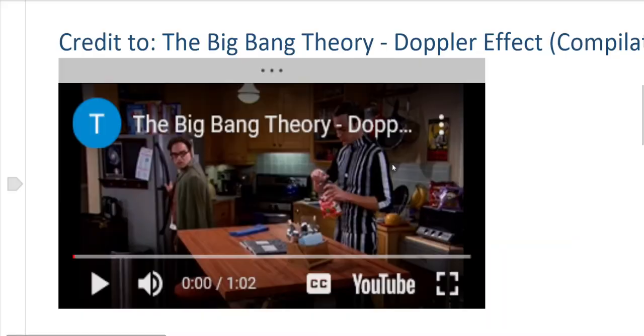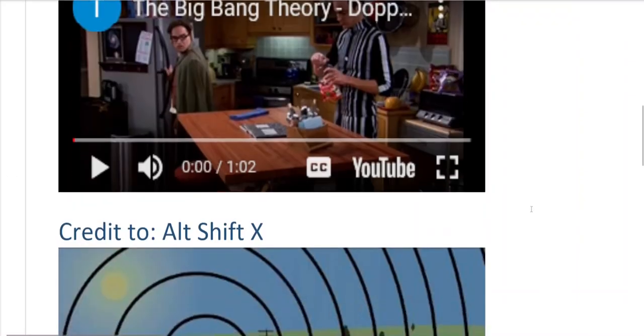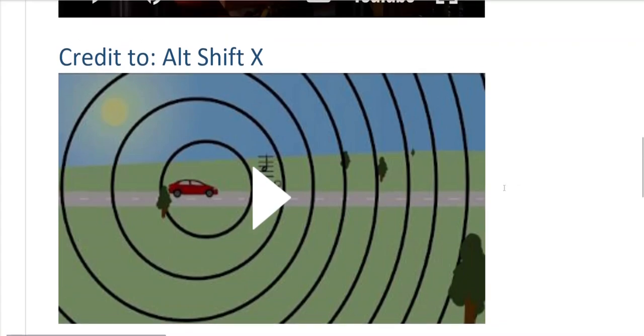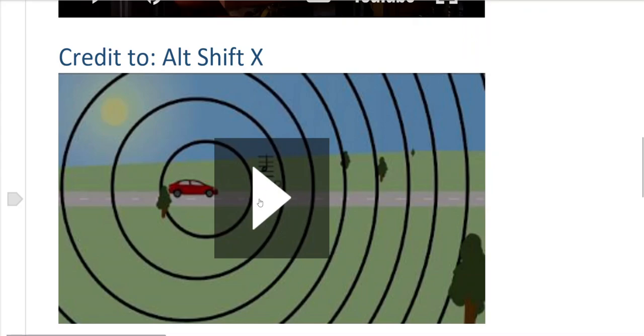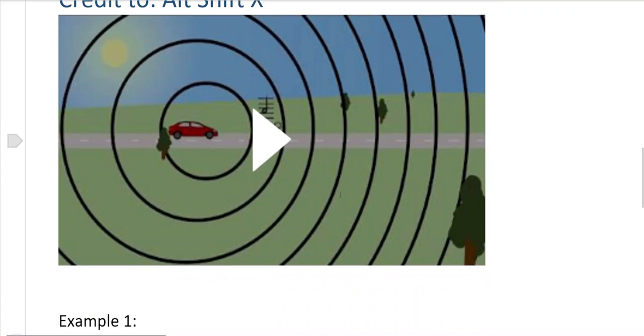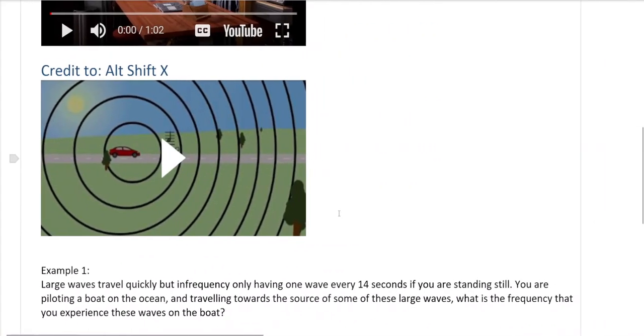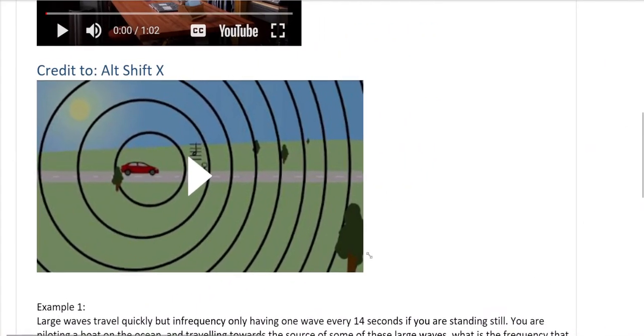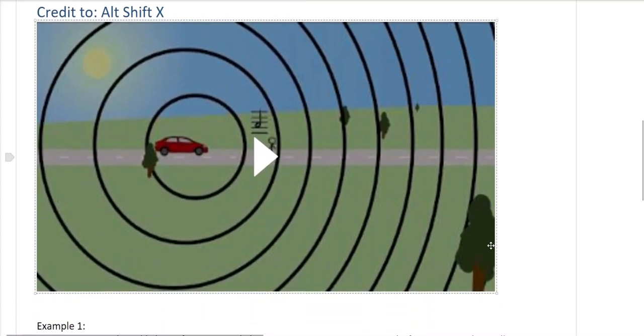All right, so yeah, that is just a funny video that helps me remember the direction of shift. But let's take a look at another video. Alt-Shift-X is the creator of this one. Let's take a look at this other video to understand really what the Doppler shift does. And I think I'm going to just make this bigger on this screen here.